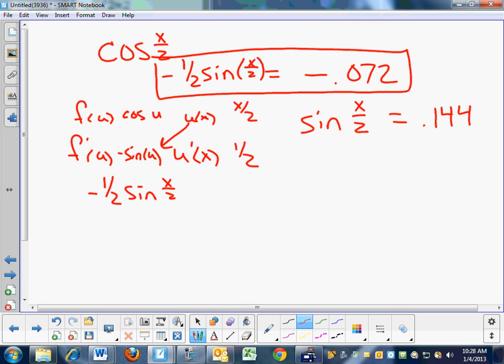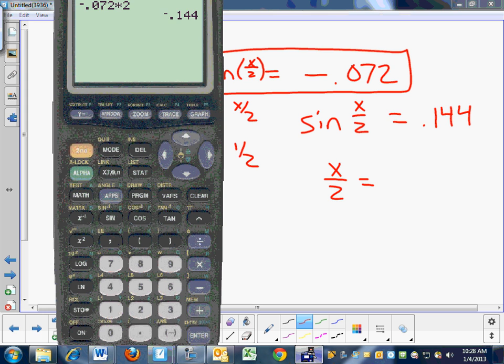I have to solve for x. How do I get rid of the sine? Good. Sine inverse of both sides. So we got x over 2 is equal to sine inverse of 0.144, and I get, oh, 0.1445. What are the odds? That's kind of cool. It definitely will not always happen.